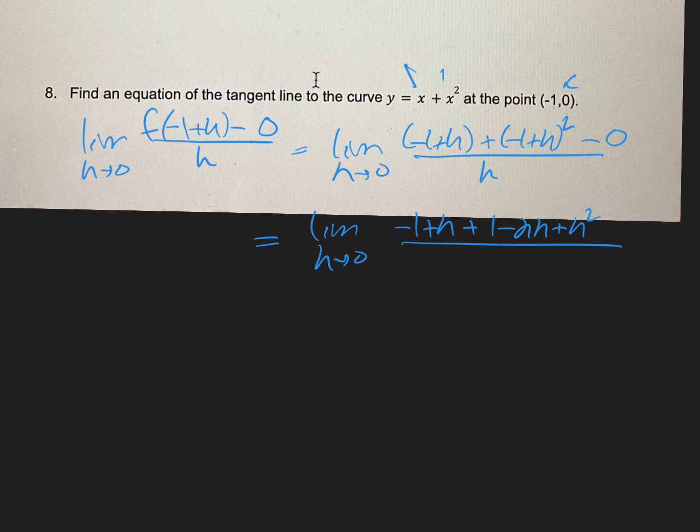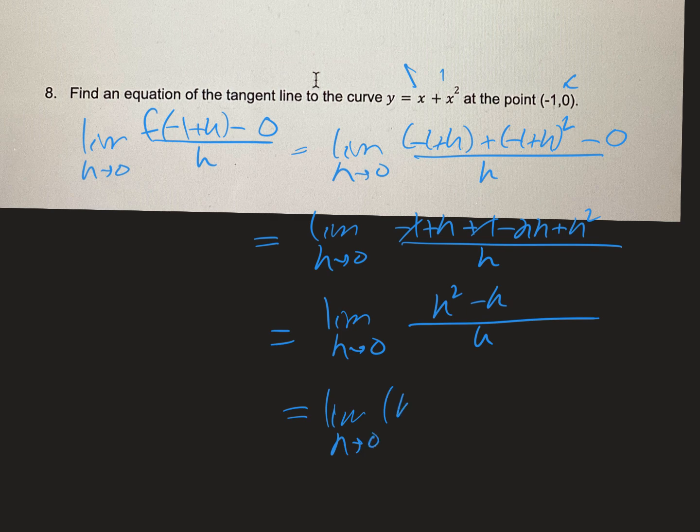I don't need to write that minus 0 anymore. I'll leave that off. Simplify your numerator as much as you can. If I do that, the 1's cancel. I get h squared minus h over h. And because everything has an h, I'm just going to divide everything by h, which gives me h minus 1.